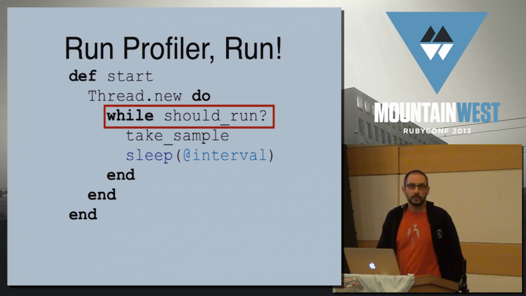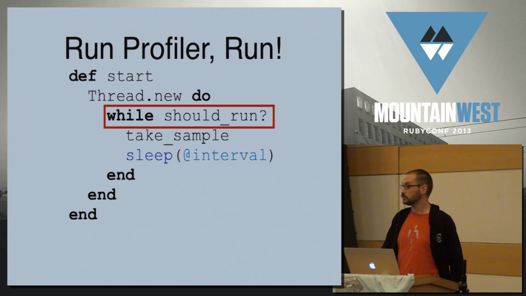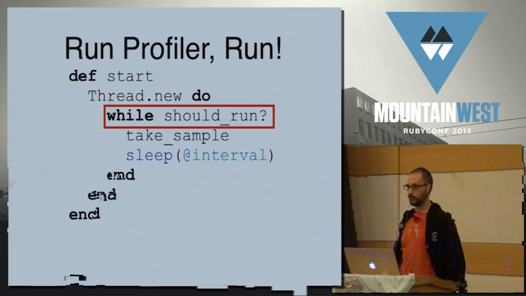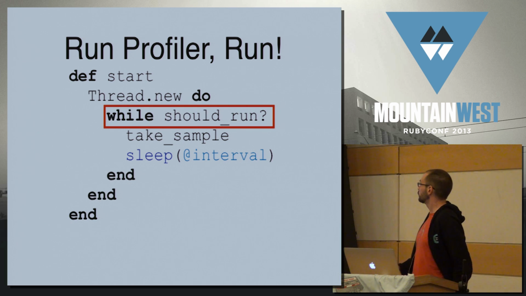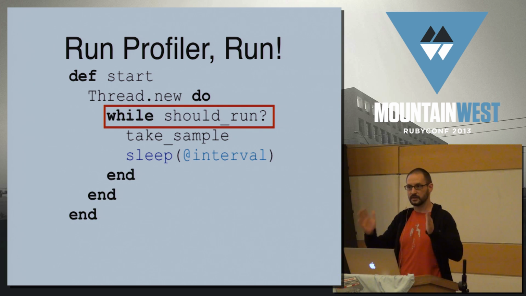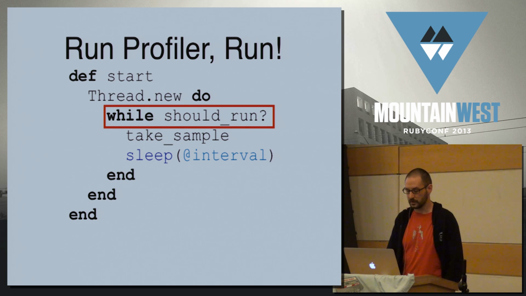In our loop, we ask whether we should keep running. This is something where how you want to do this could vary. You could run this type of profiler persistently, and that could be a while true and let it go forever. With New Relic's product, we do it for 2 to 15 minutes to take a snapshotted profile. And so that method would tell you whether you're finished or not.